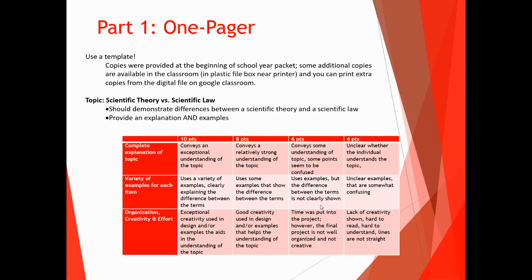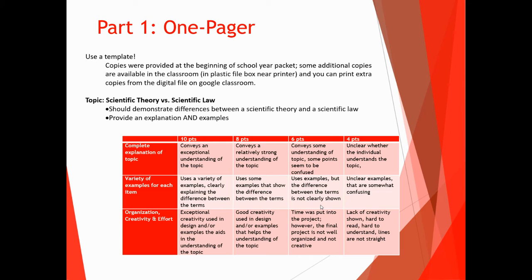of those. And what you're going to do is look at the topic scientific theory versus scientific law. And what I want you to do is demonstrate the differences between the two. You're going to need to provide an explanation and examples. And so the rubric that I'm going to grade you on is below.